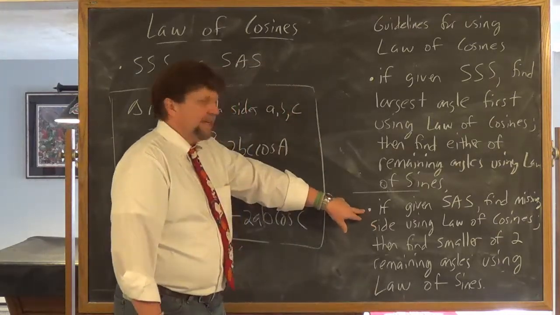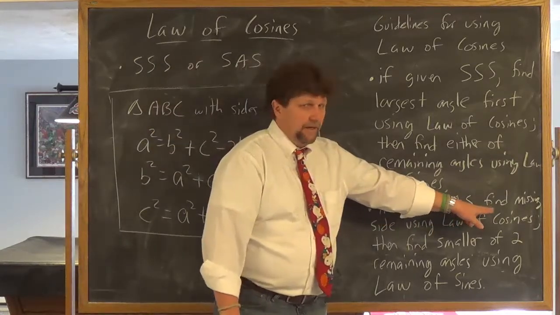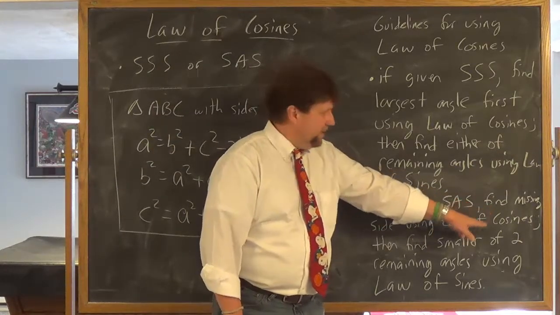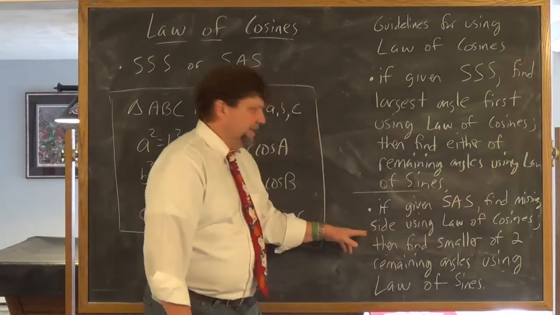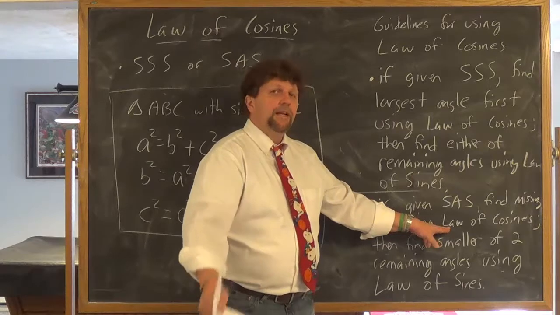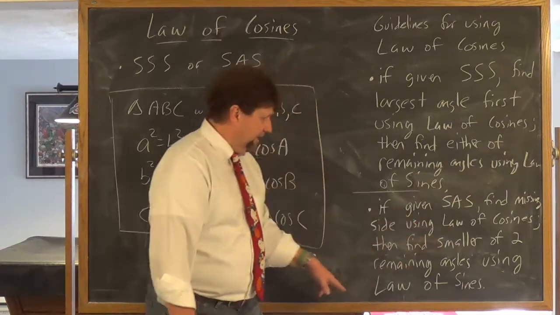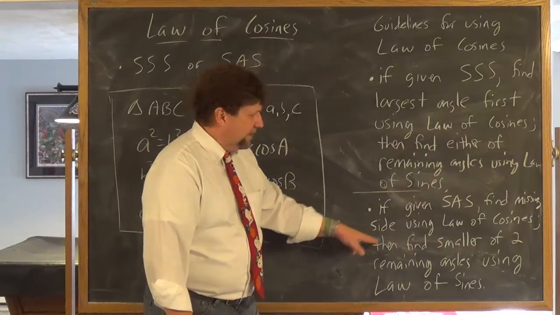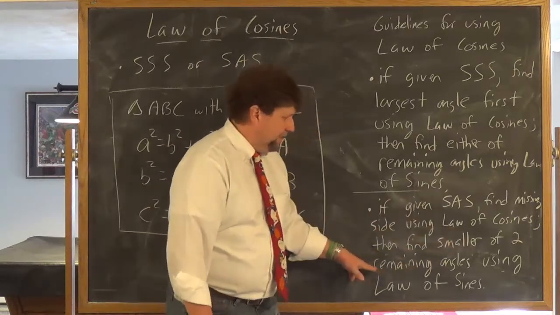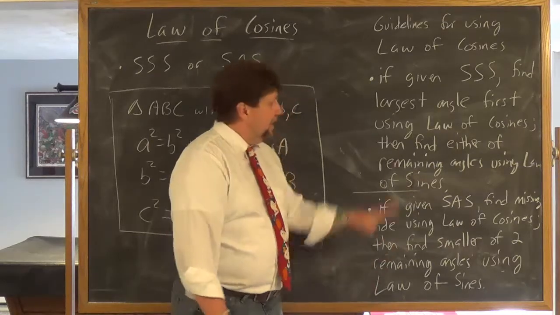If you're given the side-angle-side case, this isn't just a suggestion, this is really the way to do it: find the missing side first using the law of cosines. Once you find that missing side, you should then find the smaller of the two remaining angles using the law of sines.